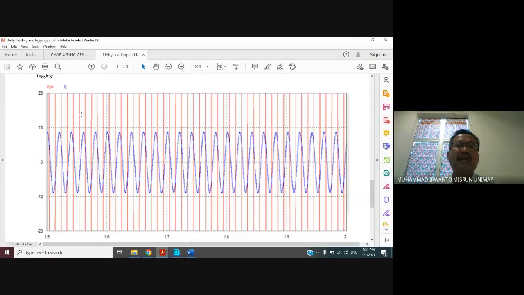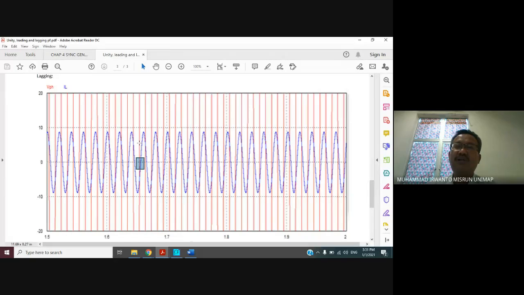The red line is voltage and the blue waveform is the current. Please observe this one, for example, this is the surface of the water, and this one is the time axis. If you look at this one, which one appears first? The red, right? The red line.